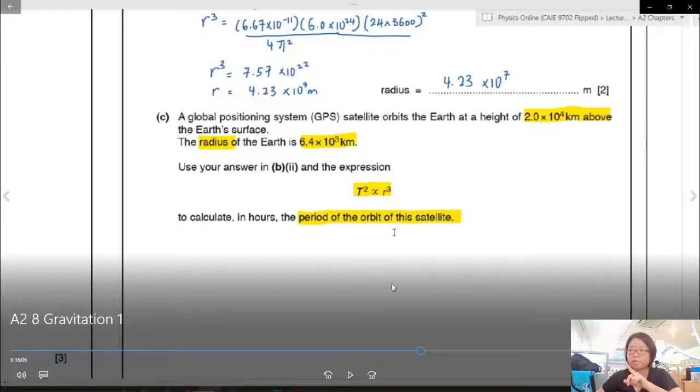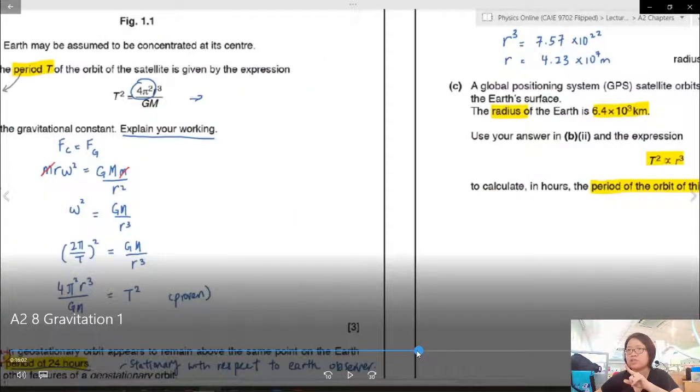So this part, right, they're very nice. They give you the proportionality relationship, but you can actually tell the proportionality relationship from this equation, because you see 4 pi square and GM are constants. So from here you can tell that T square must be proportional to R cubed. Okay.